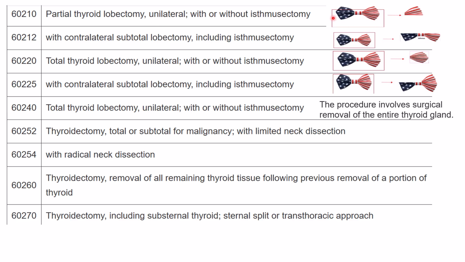Here I have taken the example of a tie bow, and with the help of that diagram I tried to explain what we mean by partial thyroid lobectomy. Partial means part of the lobe has been removed, and it can be unilateral. Then contralateral subtotal lobectomy looks somewhat like this. Contralateral means both sides. Then total thyroid lobectomy means one lobe has been completely removed. So this diagrammatic representation will give you an idea of what has been removed from the thyroid.